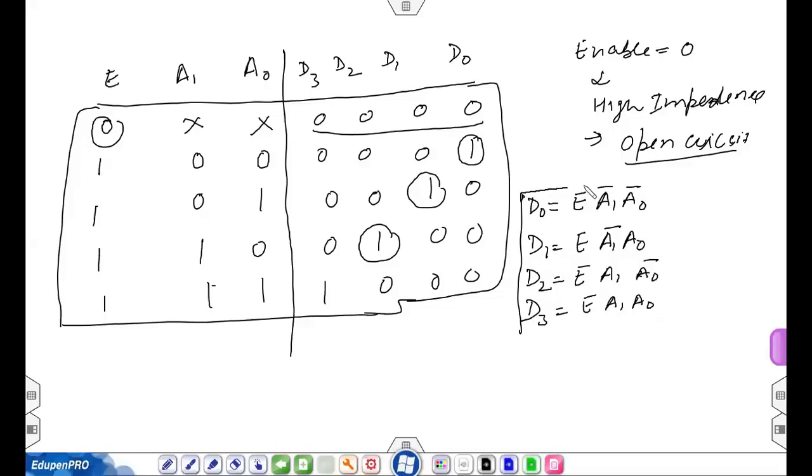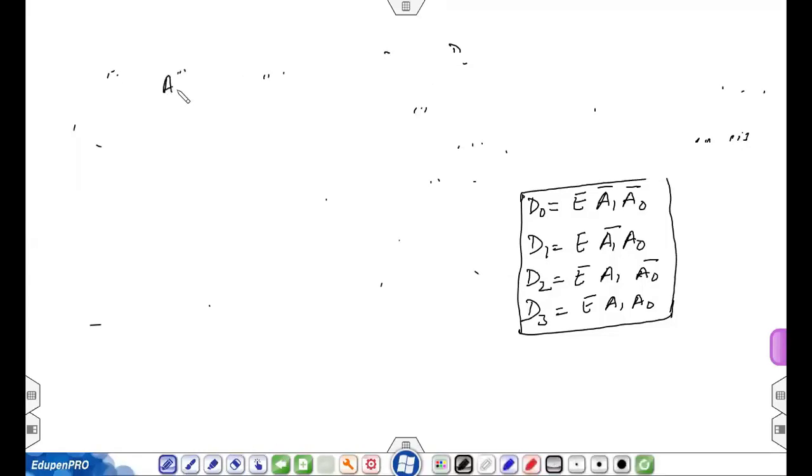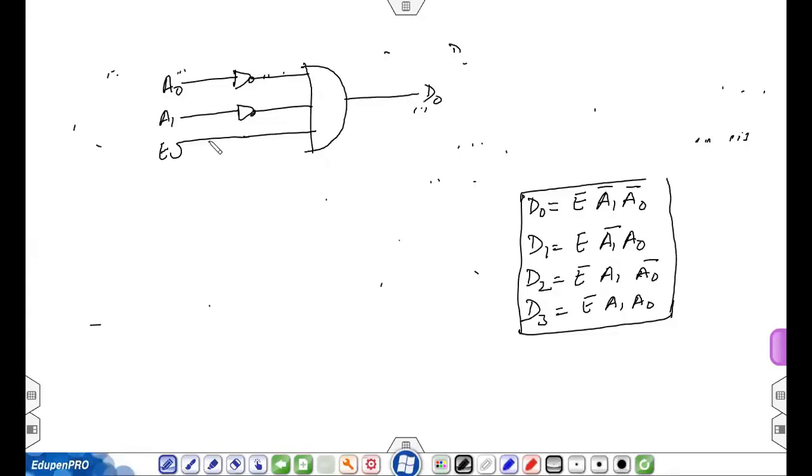Firstly, you have to design the truth table. After that, you have to write the outputs in the form of Boolean functions. Then you have to design a logic diagram. Suppose A0, A1 and E are your inputs. You take an AND gate with inputs E, A1 complement and A0 complement, and call the output D0. Then again E, A1 complement and A0, and you say it is D1.